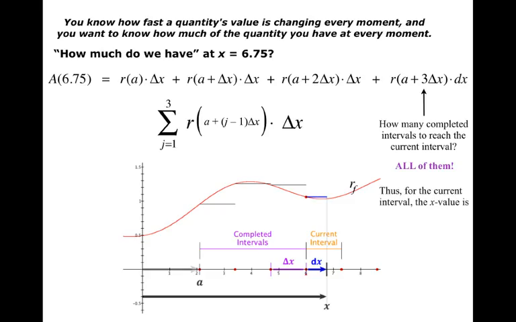Okay, so thus for the current interval, the x value is a plus what? Total number of completed intervals times delta x. So in the completed intervals, it's going to be j minus 1 delta x's to get to the left side of any particular completed interval. But to get to the left side of the current interval, we're just going to go across all the completed intervals, and then from a, we'll have it. So it's the same type of thing as a plus j minus 1 delta x, but the difference is now it's just whatever total number of completed intervals we have.